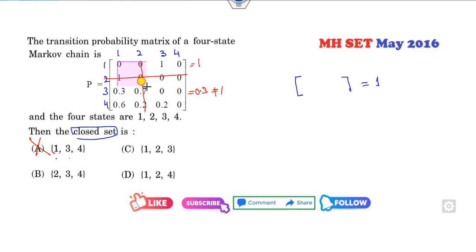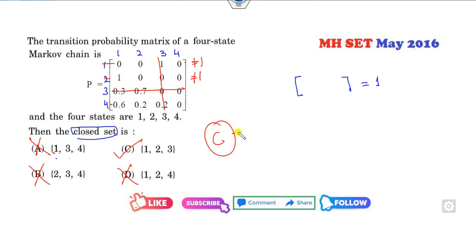Fine. Now look at the second option. For the second option, 1, 2, 3, I have to remove the fourth column and fourth row. Is the sum 1? 1, 1, 1. Yes, it's a correct answer. Now 2, 3, 4. That means I have to delete the first row and first column. Does the sum equal 1? It is not 1. So this option is cancelled. Then 1, 2, 4. That means I have to delete the third row and third column. The sum is not 1. Fine. So this is also not the answer. C is my correct answer.